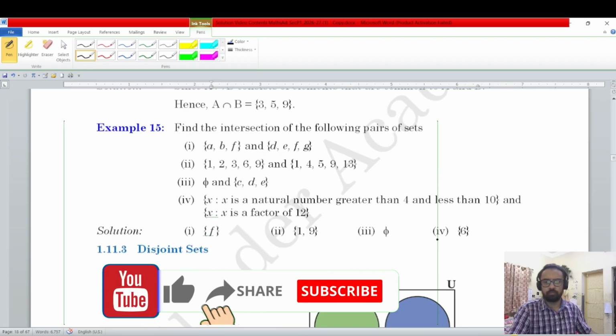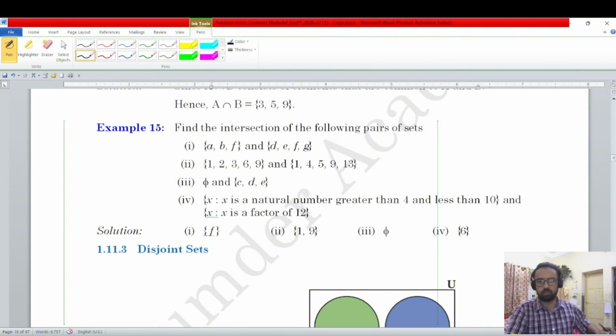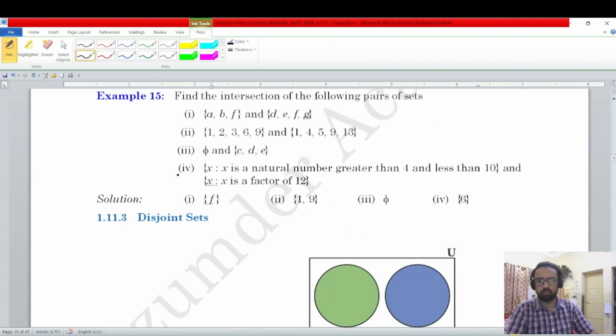Now another example, you can do it by yourself. If I say number 3, we need to find the intersection between phi and CDE. So what is common between them? Nothing, because phi doesn't have any element. Therefore, there is no common element, so their intersection will be phi. Nothing will be in the intersection.